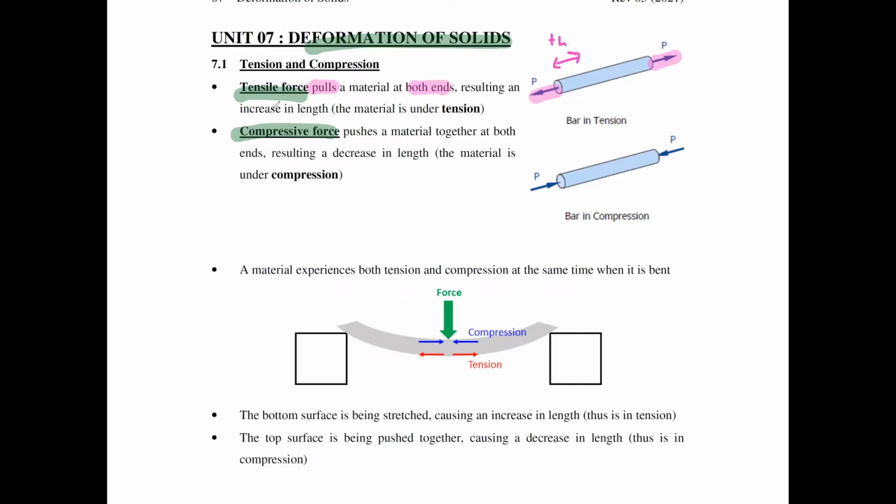So we will say that the material is under tension. This is what tensile force is. You pull the material at both ends, causing an increase in length. The material is said to be under tension. Now, compressive force is the direct opposite of tensile force. Rather than pulling the material apart, you're pushing the material together at both ends, causing a decrease in length.